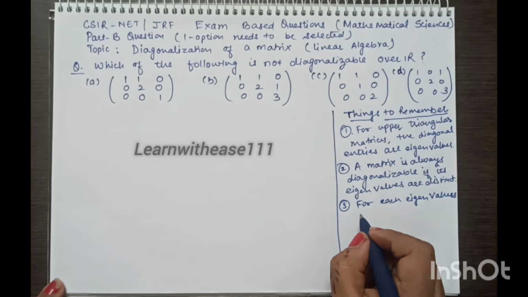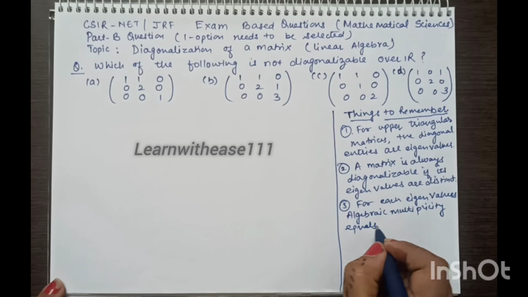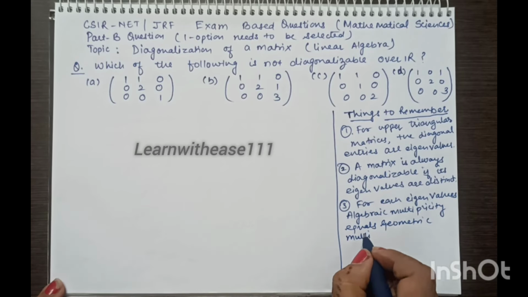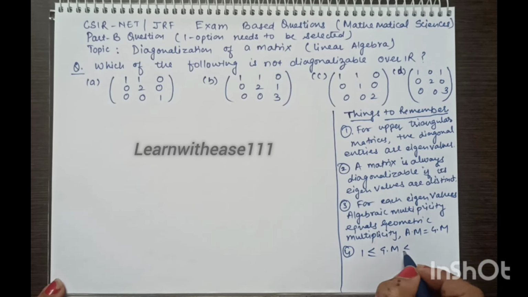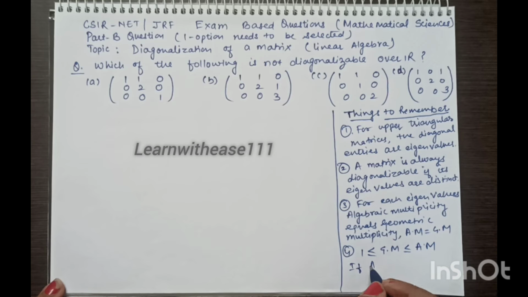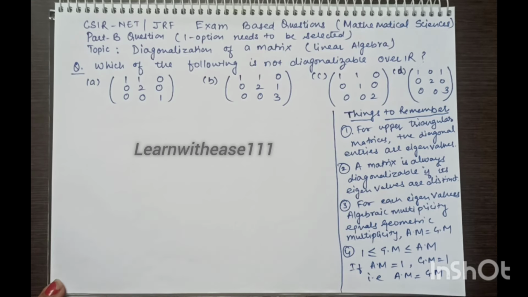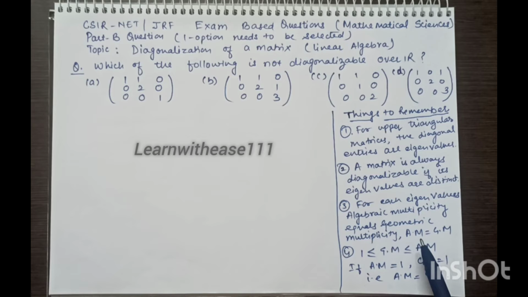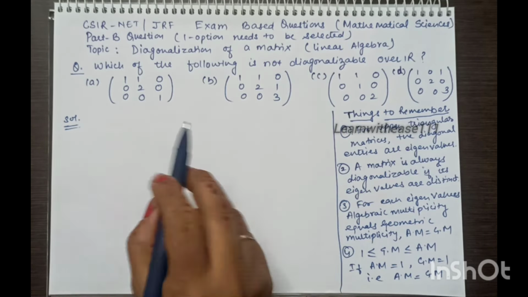So for this, the third criterion is whenever we have repeated eigenvalues, their algebraic multiplicity must be equal to geometric multiplicity, that is AM should be equal to GM. And the last one is the relationship between AM and GM: 1 less than or equal to GM less than or equal to AM. That means in this case, if AM is 1, for sure GM has to be 1, and this is the only case where we don't need to check their equality. They are equal always.